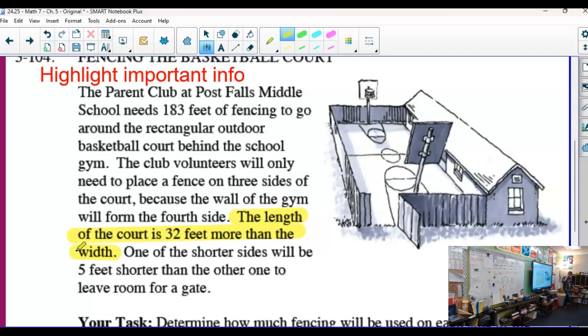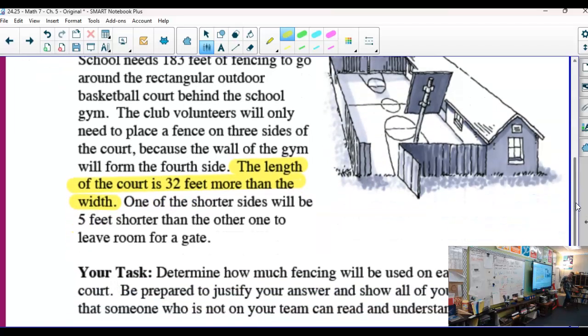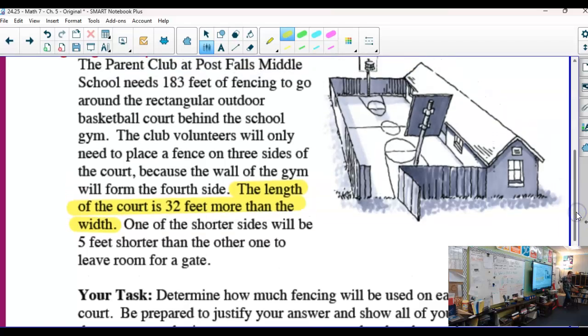Want to keep reading? So, one of the shorter sides will be 5 feet shorter than the other one to make room for the gate. For the gate. So that sentence is kind of confusing. That's why I put the picture in there. One side is 5 feet shorter because of the gate. That's like this side, right? That is 5 feet shorter because of the gate. So they're comparing it to the other end of the court that is not 5 feet shorter, right?